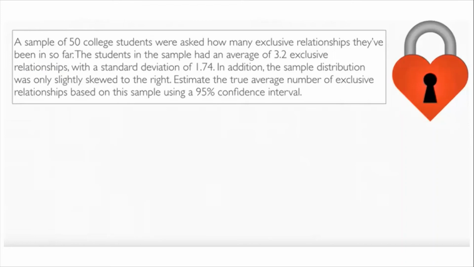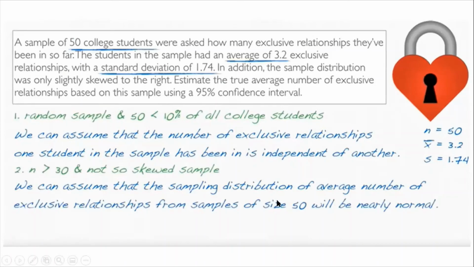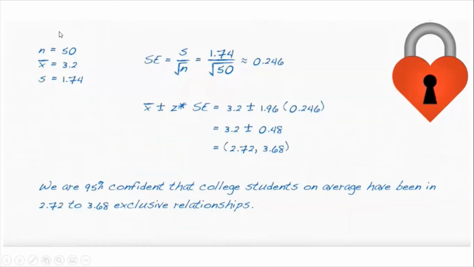Second condition, we need to check the sample size or skewness. We got 50, rule of thumb is 30, and the statement is the sample distribution is a little bit right skewed. It's only a little bit right skewed, so with 50 college students, I think it is also okay for the sample size condition. Now we can use the confidence interval formula. This is basically what I've been saying.